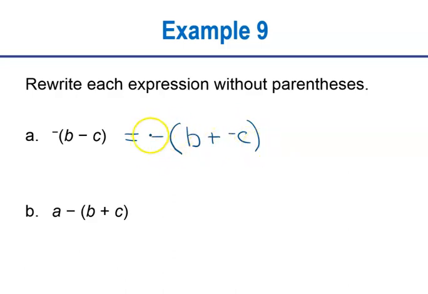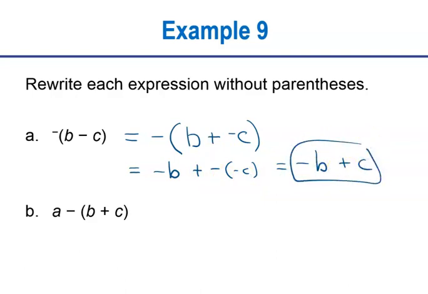Now what about this negative out front? It applies to both of these values. So this is going to be negative b plus negative of a negative c. And then simplify the two opposites here. That's going to give you negative b plus c as your final result.